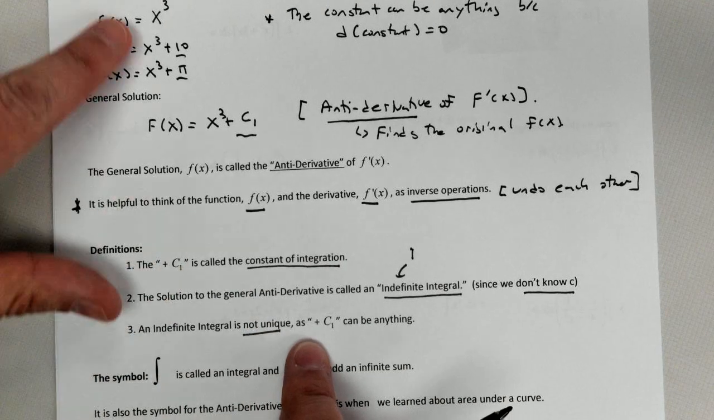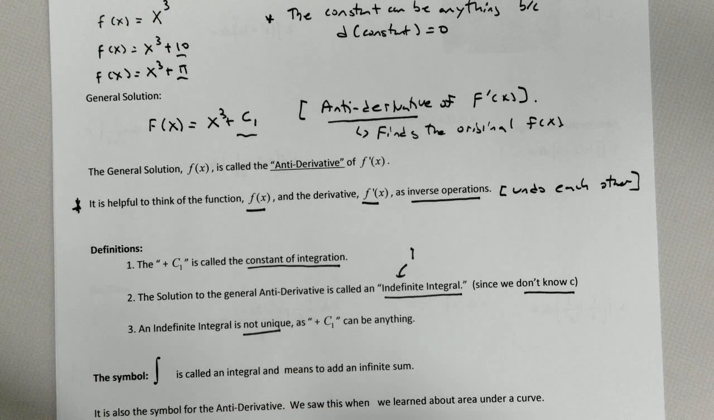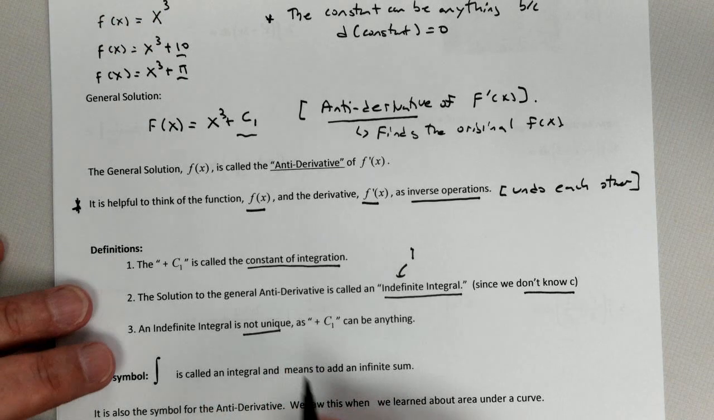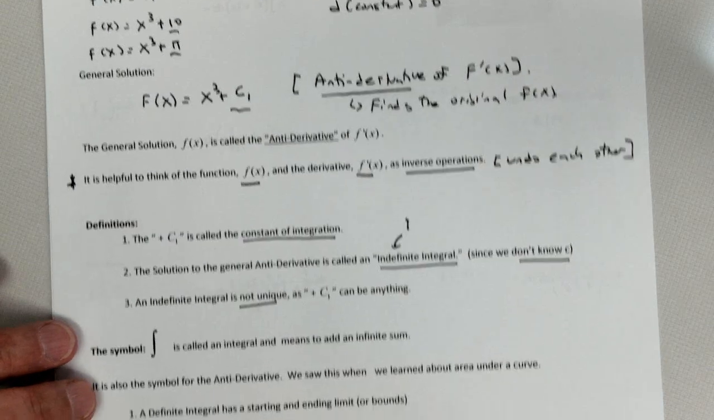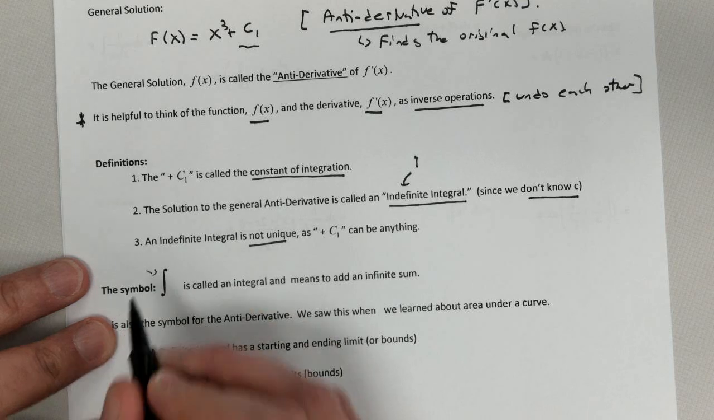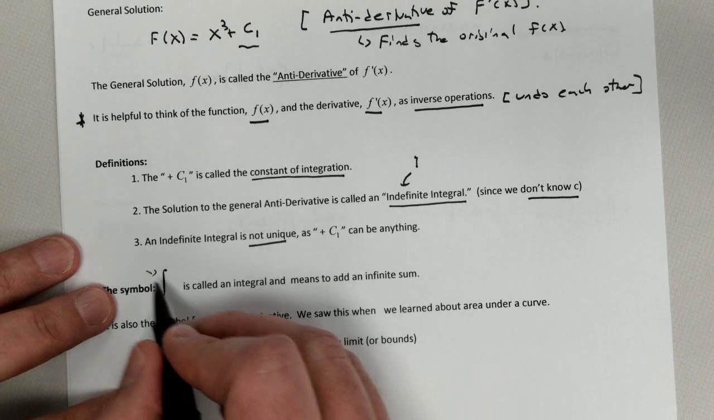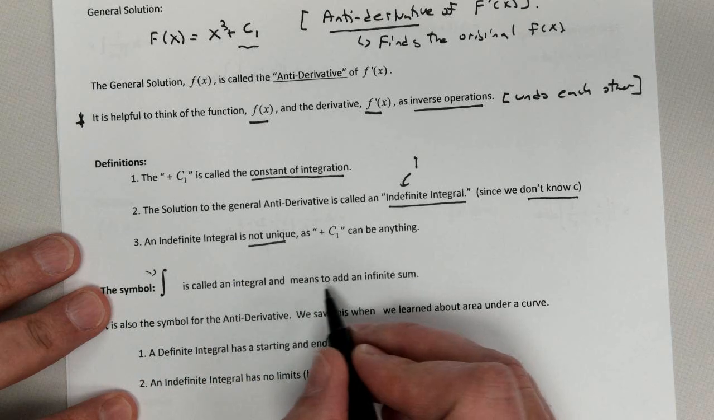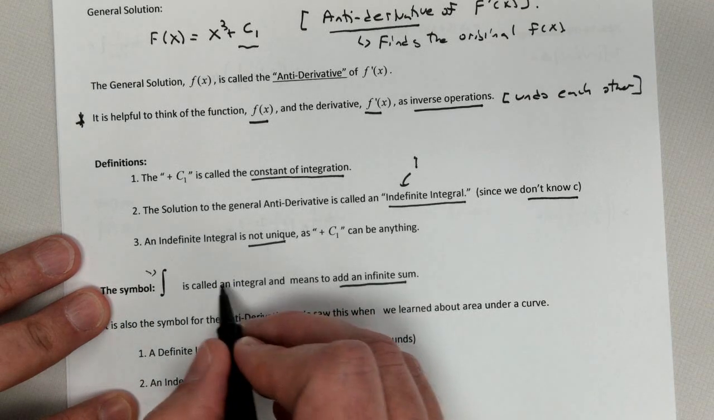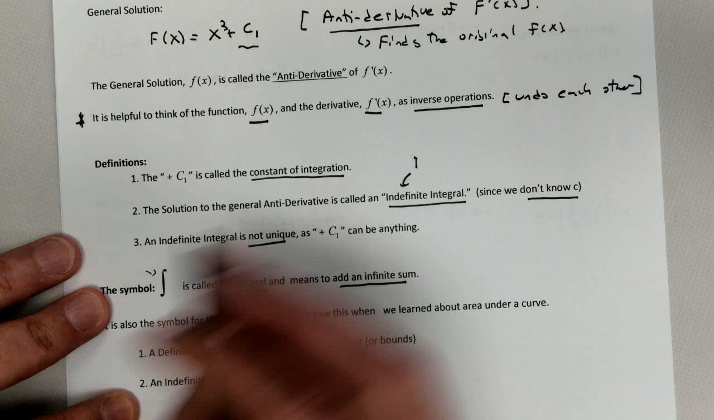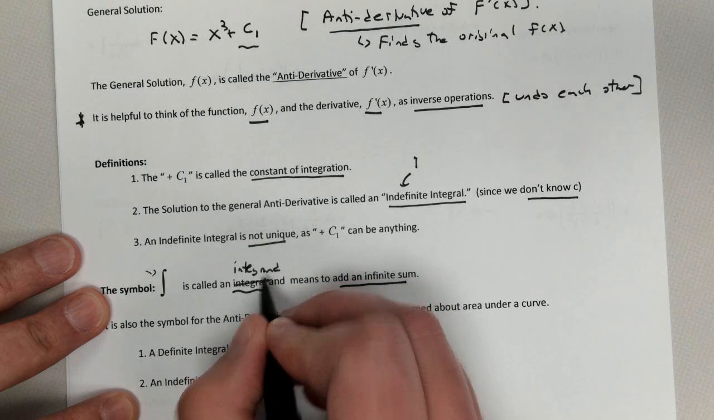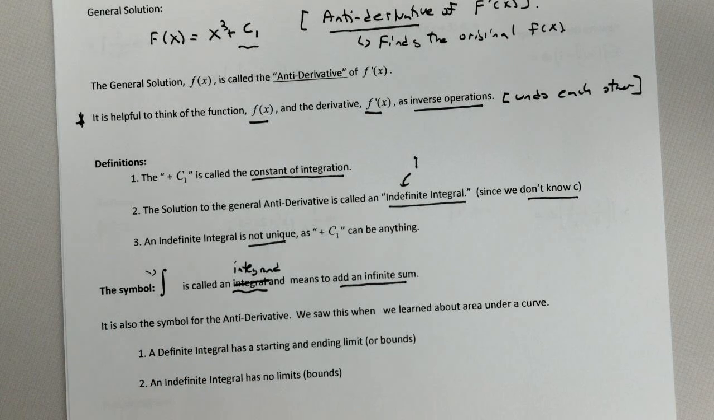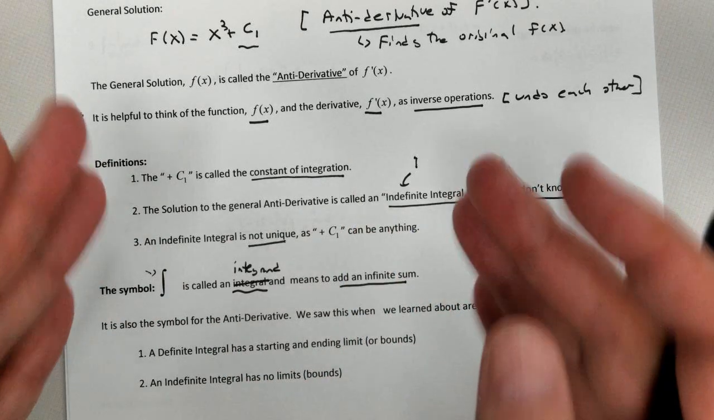So since this C could be anything, that constant of integration could be anything, we say that the indefinite integral is what we call not unique. The symbol, which we saw when we talked about the definite integral, means to add an infinite sum, and is something we call an integrand. Sorry about that, that's called a misspelling. It's called an integrand, and it means that we're going to add up an infinite sum. And we're going to get to those later on.